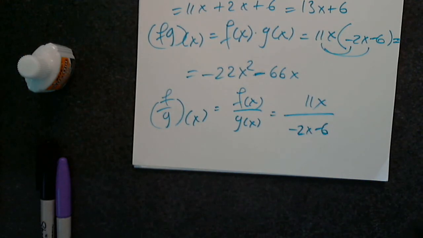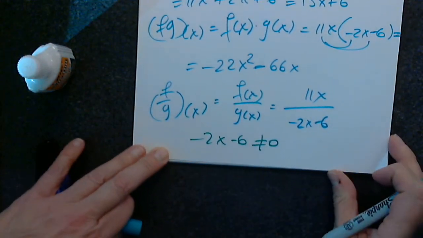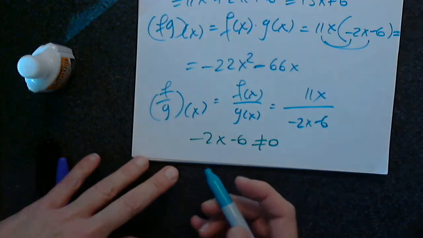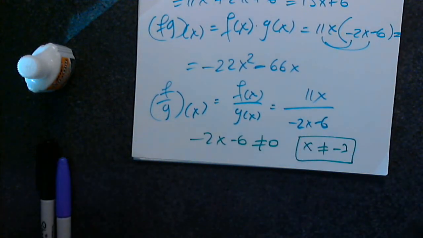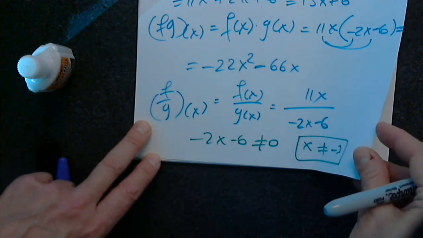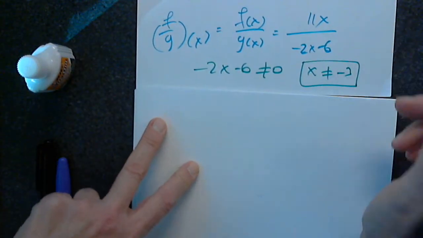But I have to write the negative 2x minus 6 cannot be 0. The denominator cannot be 0, right? So when we move negative 6 and divide by negative 2, we get x cannot be negative 3. Okay, perfect. So then what is the domain of the ratio? Just the ratio, not the other ones. Can anyone dictate the domain of the ratio?